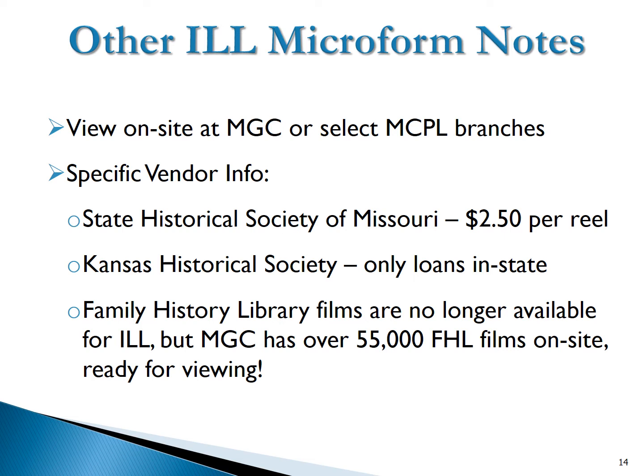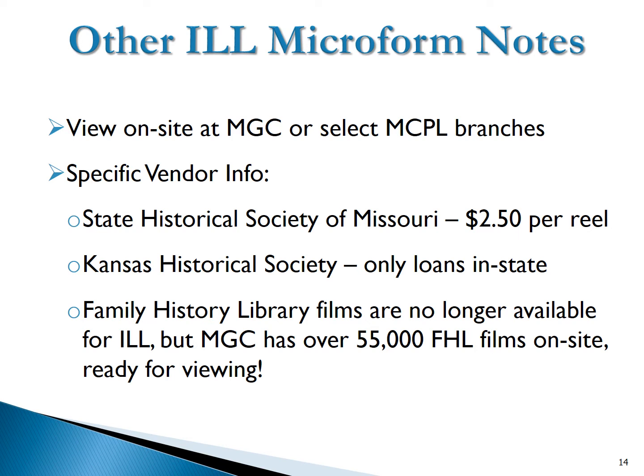When processing your ILL film requests, we always begin by looking for repositories that offer free interlibrary loans. However, the form used to request films asks you to specify a not to exceed amount, just in case your films are not available without a charge. For example, films borrowed from the State Historical Society of Missouri's extensive Missouri newspaper collection each cost $2.50 per reel.